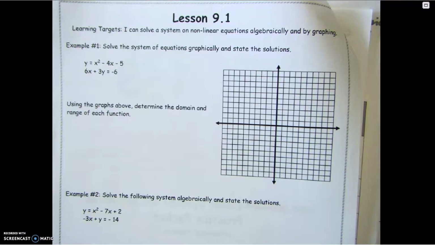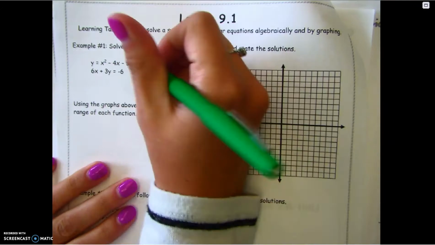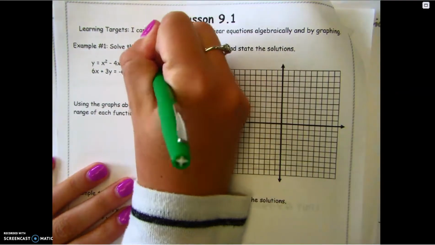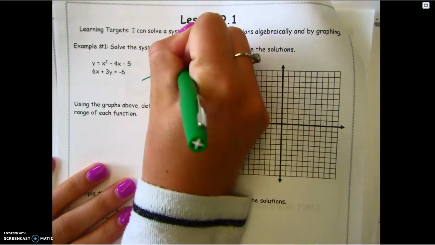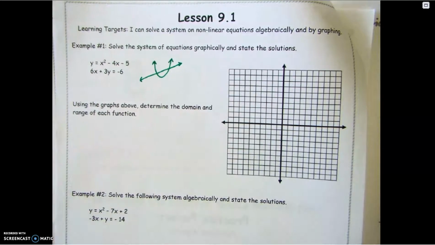All right, so in this lesson, we're just going to talk about solving a nonlinear system of equations. So in this, we'll specifically talk about what happens when a parabola and a line intersect. Now we did talk about two lines intersecting. Now we're going to talk about a line and a parabola intersecting.